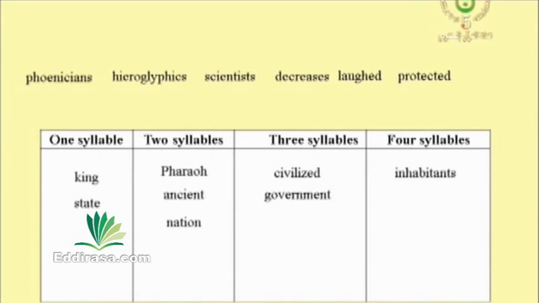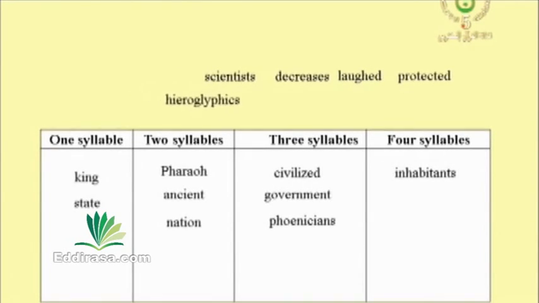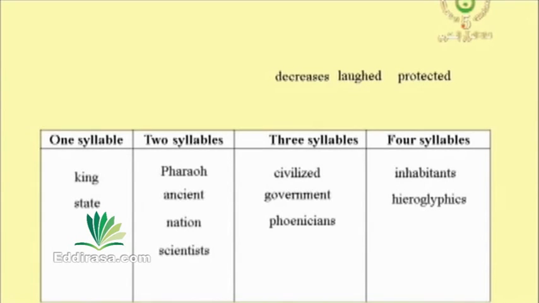Let's repeat it. Hieroglyphics. How many syllables? 4 syllables. Good. Scientists. 2 syllables. Decreases. 3 syllables. Pay attention here because the final S is heard as Z. So this is why we have 3 syllables.